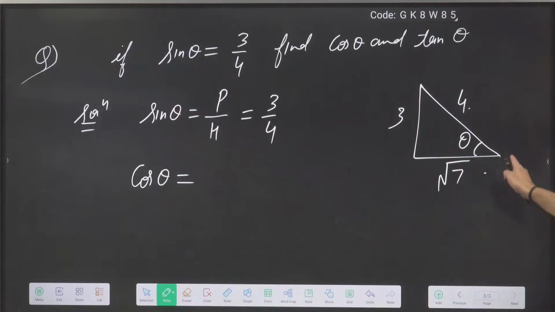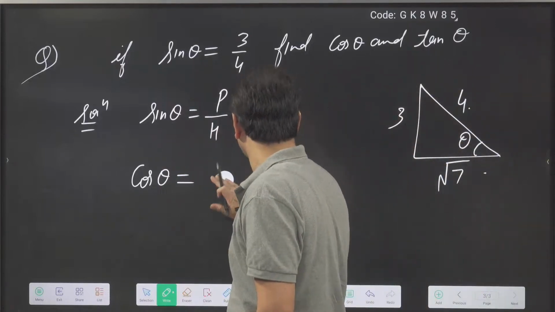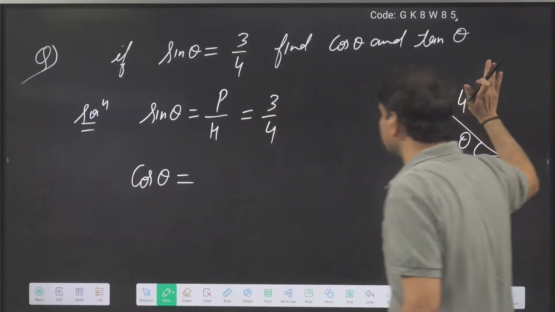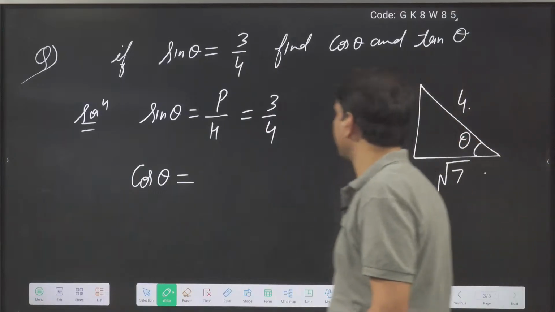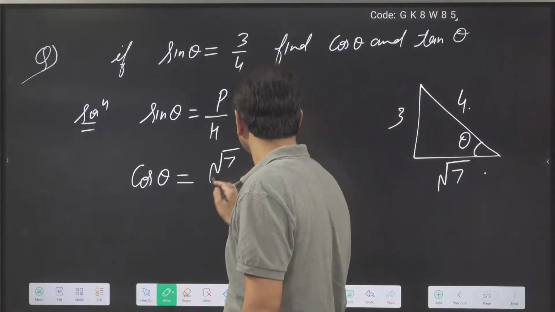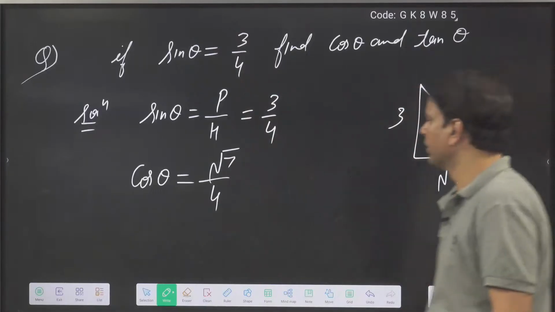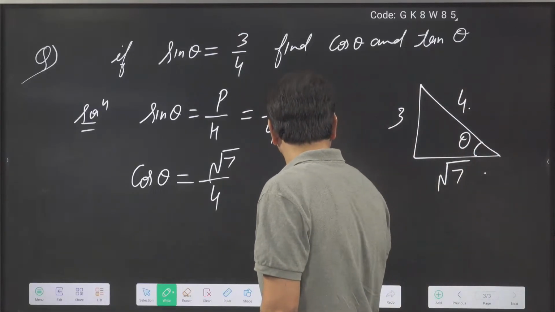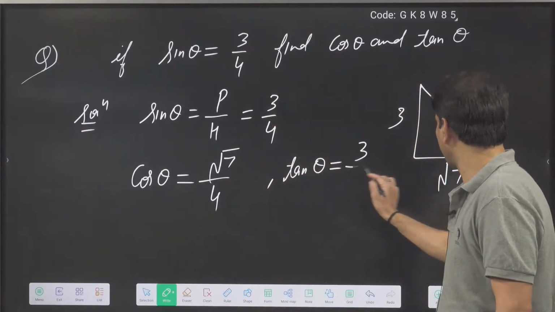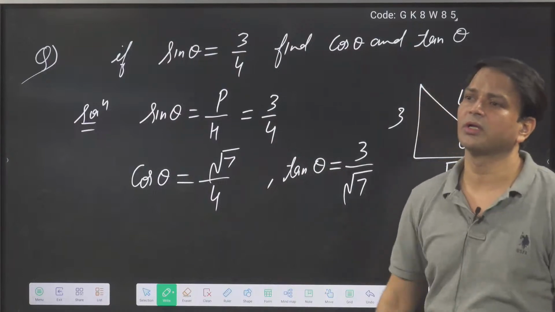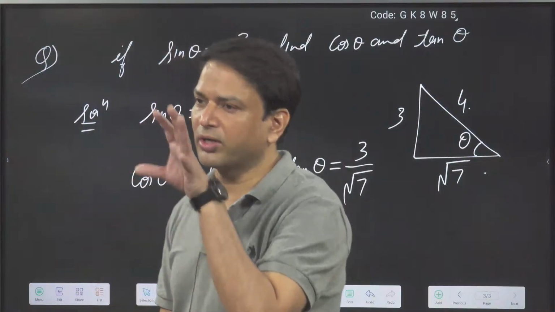Cos theta is base upon hypotenuse. Base is root 7, hypotenuse is 4. So cos theta is root 7/4. Tan theta is perpendicular upon base. What is the perpendicular? 3, and what is the base? Root 7. So tan theta we got is 3/√7.